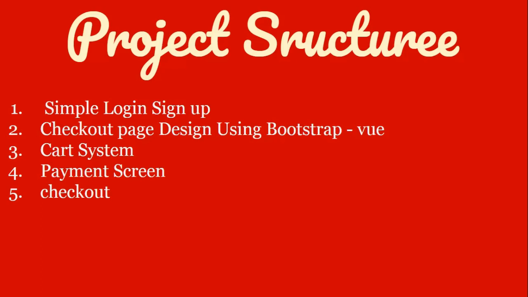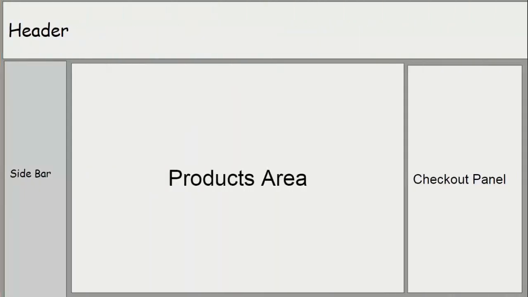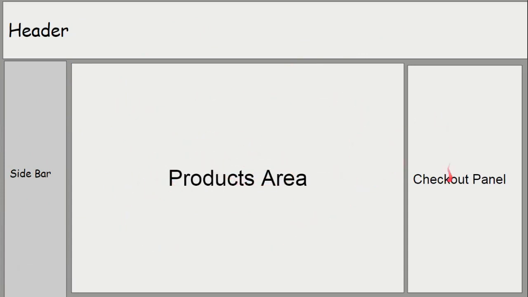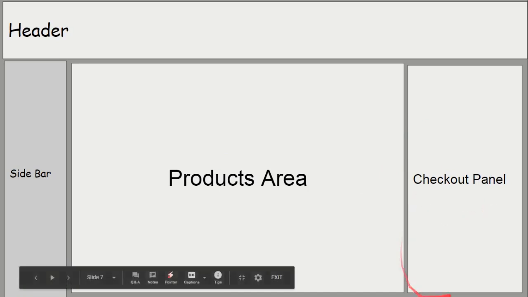This is our simple checkout system user interface sketch. Here we will have our header, and this will be our sidebar for the navigation, and this will be our product area, where all the products will be listed, and this will be our checkout panel where we have our total and other things.